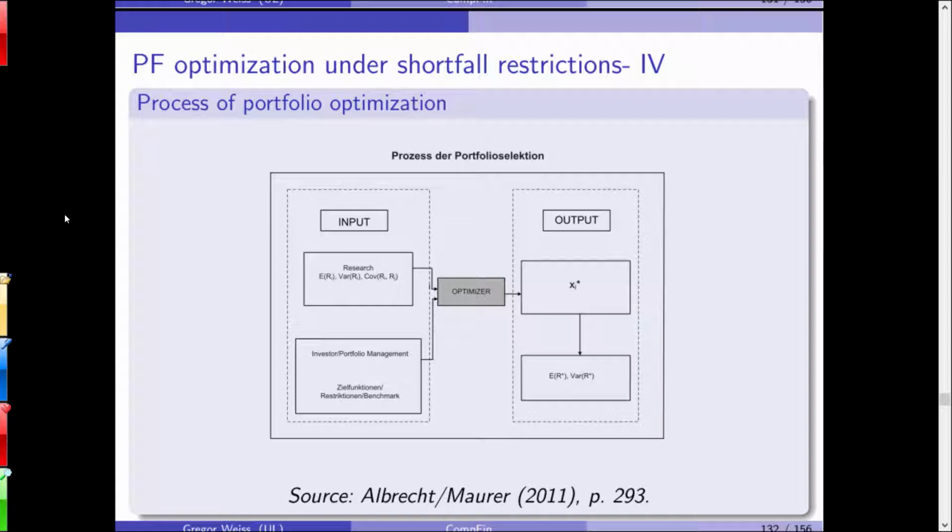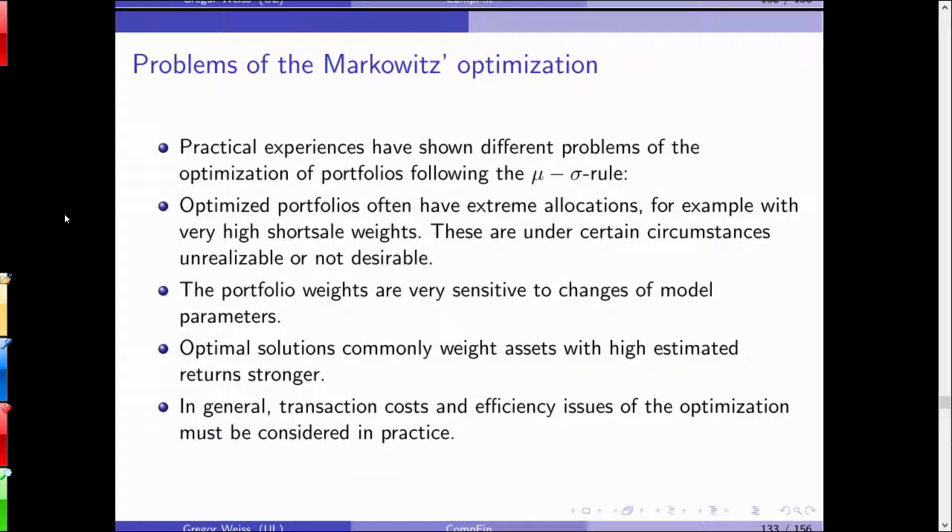Portfolio optimization can also be displayed like this, as a process. You have as input data your expected returns and your risk measurements, usually the volatilities, the covariances or correlations. You need a preference function, a target function that is sometimes supplied by your investor or customer. You have a benchmark and you put it all into an optimizer, and at the end what you get is, of course, the optimal portfolio weights and the expected return and the volatility of your optimal portfolio. So this is more or less portfolio selection and portfolio optimization.